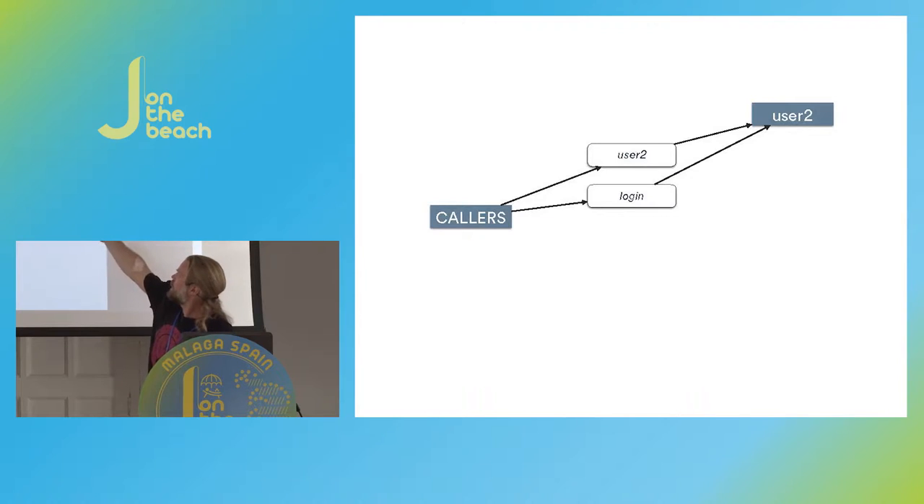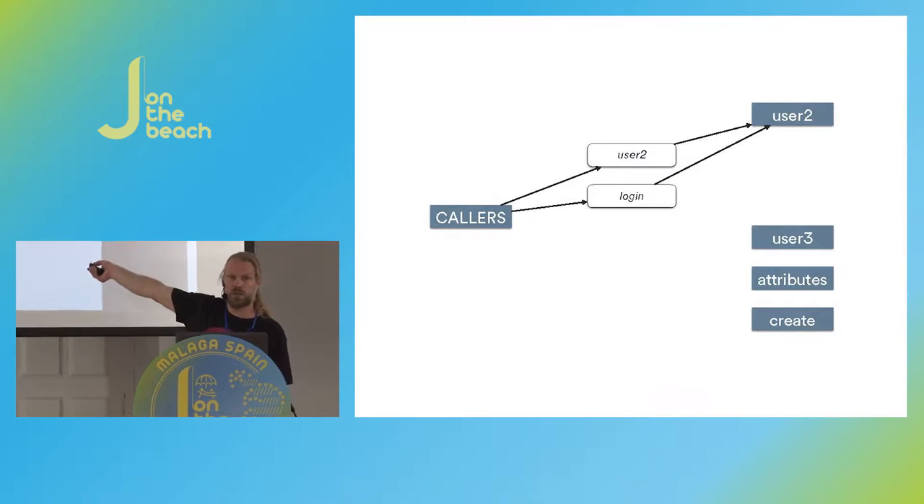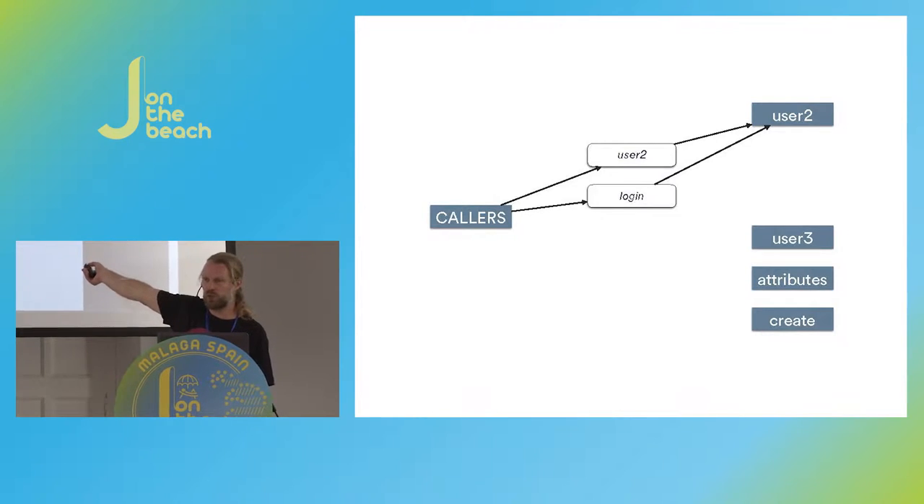And it does that via two different discovery names. So the login discovery name maps to those instances of user 2 that handle logins, so they can scale that separately. And the user 2 discovery name maps to those instances that do user creation and attribute updates. But the thing that the Zool squad wants to do is they want to get to this state where they have three new services written in Java, because it's a lot faster. So user 3 will be handling login, the attribute service will be handling attribute updates, and the create will handle create new users.